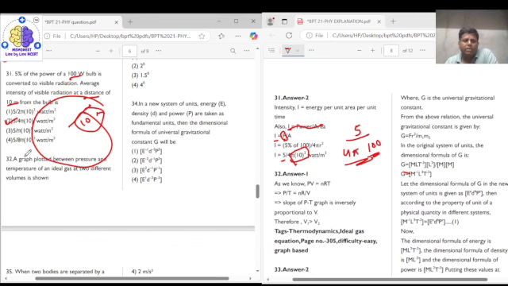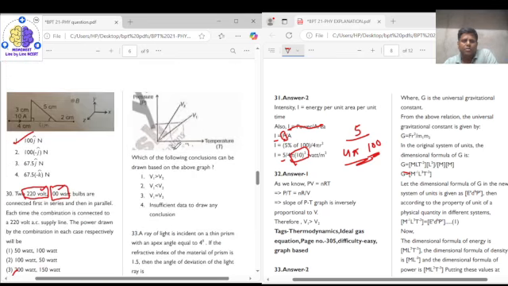Now, question number 32 says a graph plotted between the pressure and the temperature of an ideal gas at two different volumes, V1 and V2, is shown. Okay. Now, which of the following conclusions can be drawn based on the above graph? Pressure and temperature.